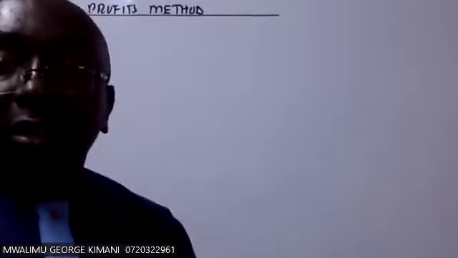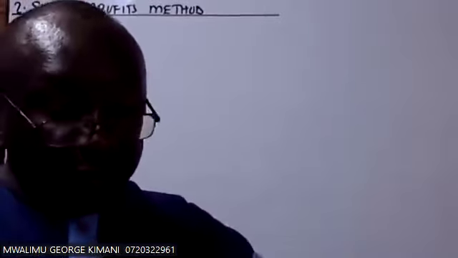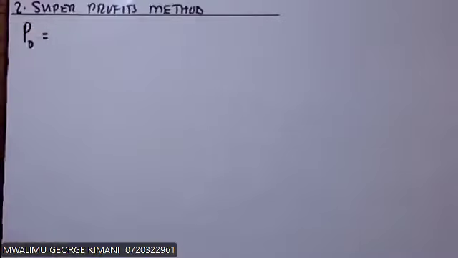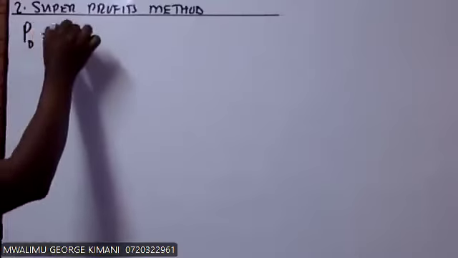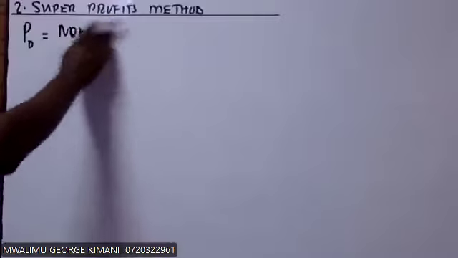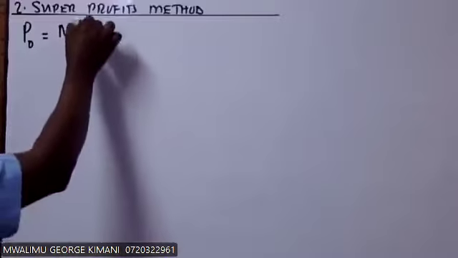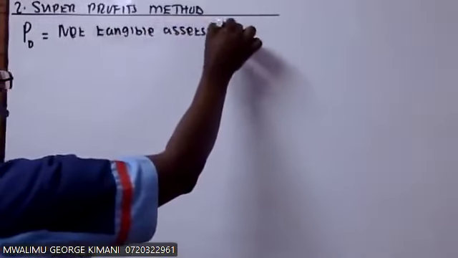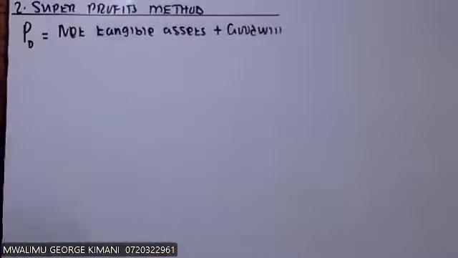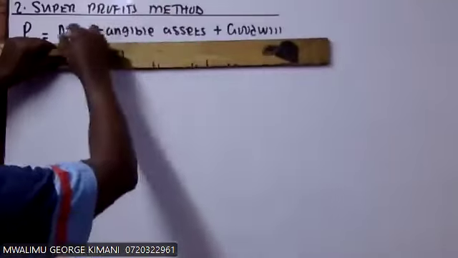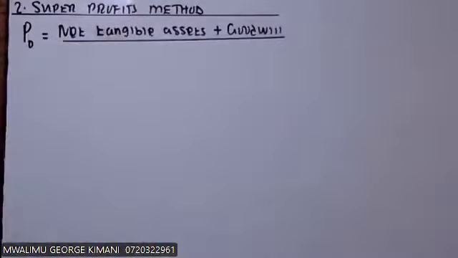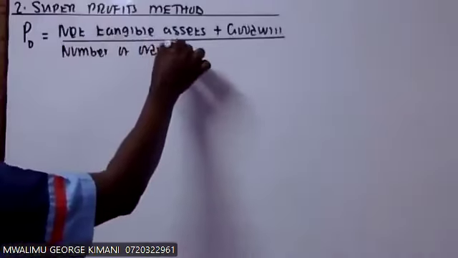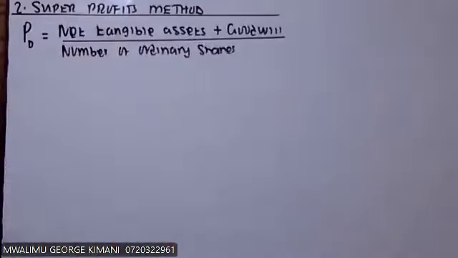The intrinsic value per share is computed as P naught is equal to net tangible assets plus goodwill, divided by the number of ordinary shares.